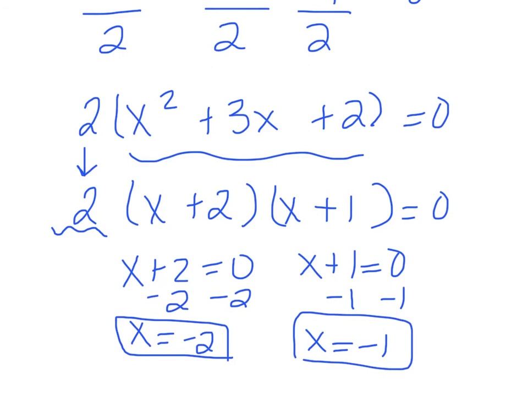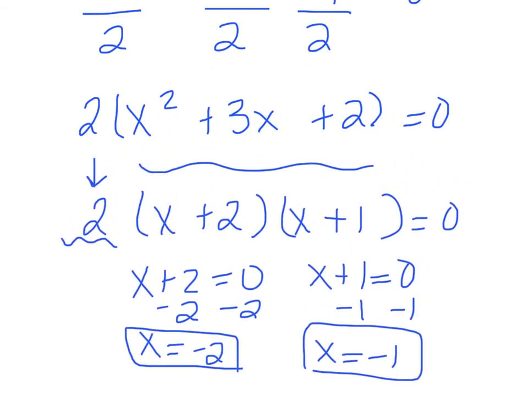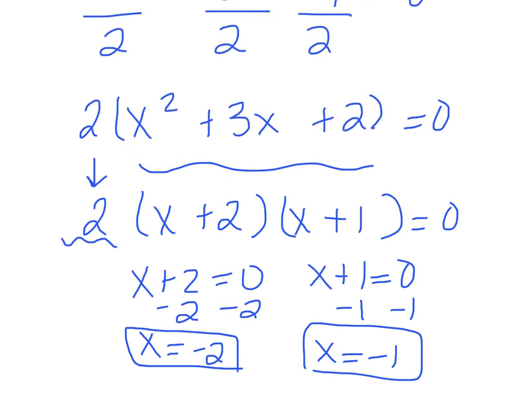So to answer the question, the values of x that make this equation or this composition equal 0 are negative 2 and negative 1.